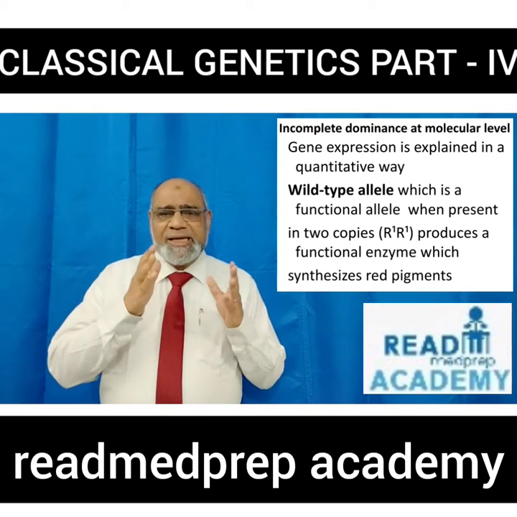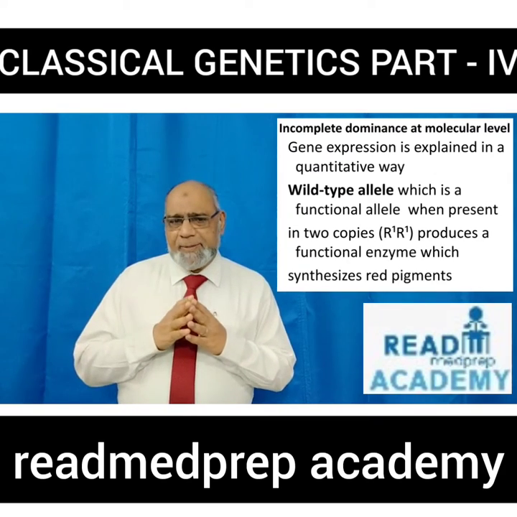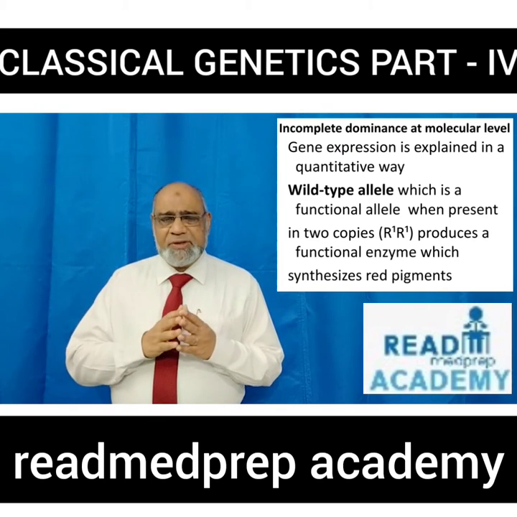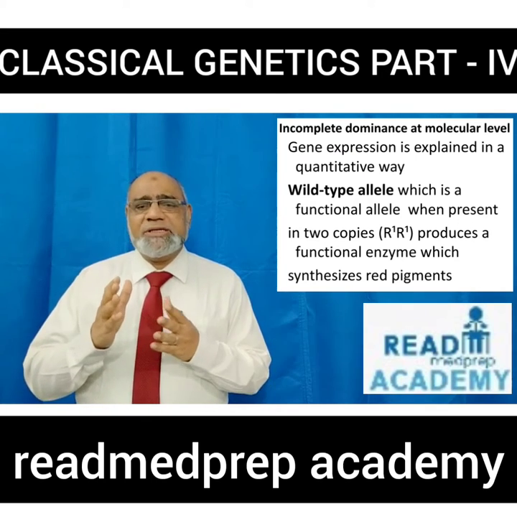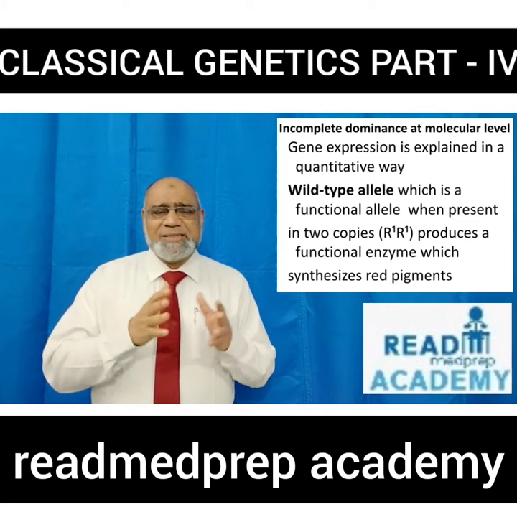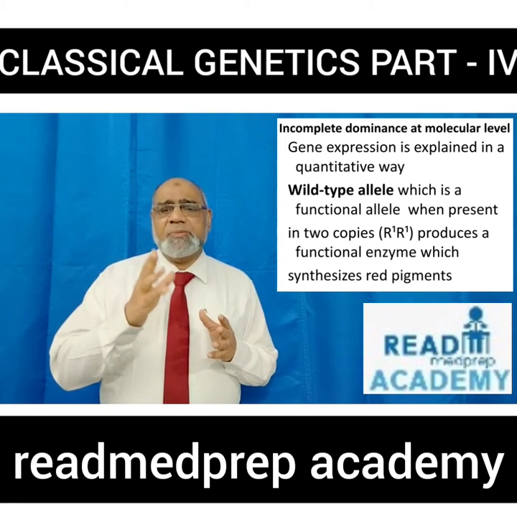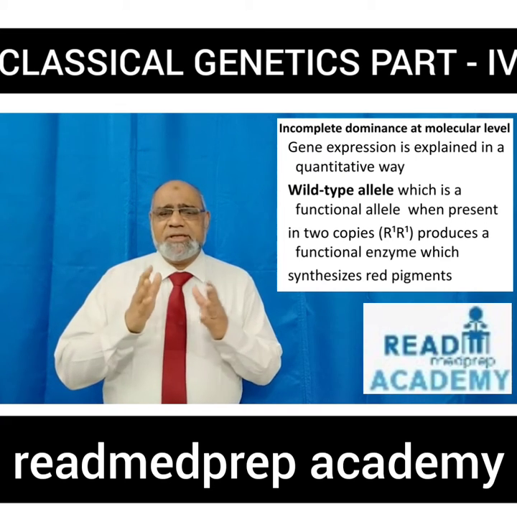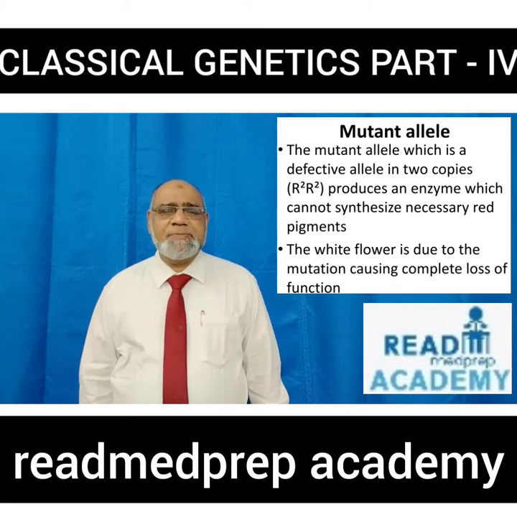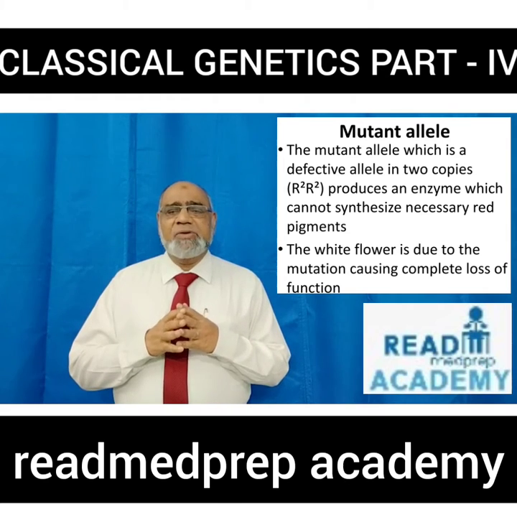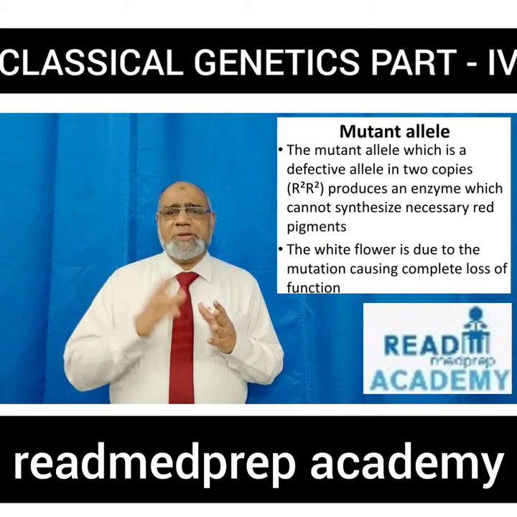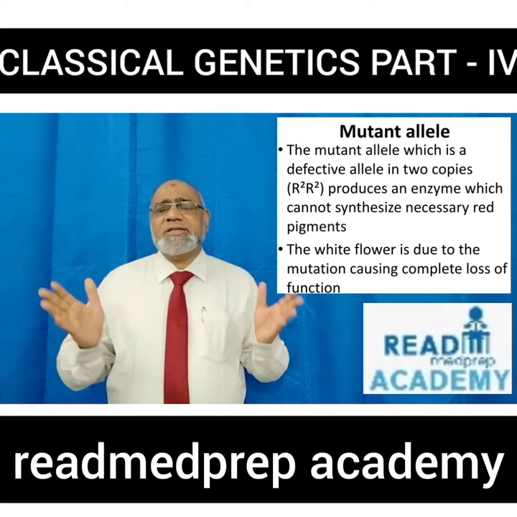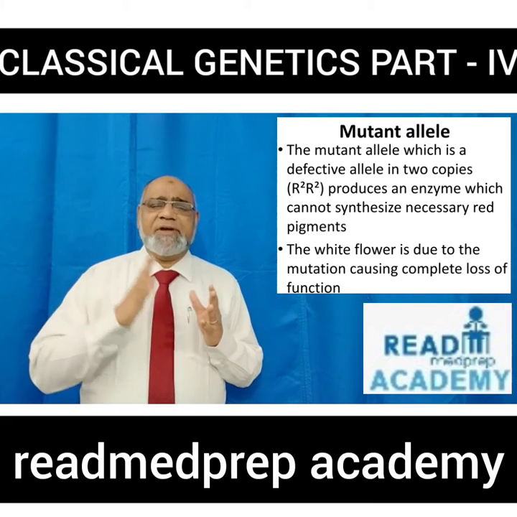Now let us discuss incomplete dominance at the molecular level. Gene expression is explained in a quantitative way. The wild type allele, which is a functional allele, when present in two copies, R^1 R^1, produces a functional enzyme which synthesizes the red pigment in the flowers. The mutant allele, which is a defective allele, in two copies, R^2 R^2, produces an enzyme which cannot synthesize the necessary red pigment in the flower.